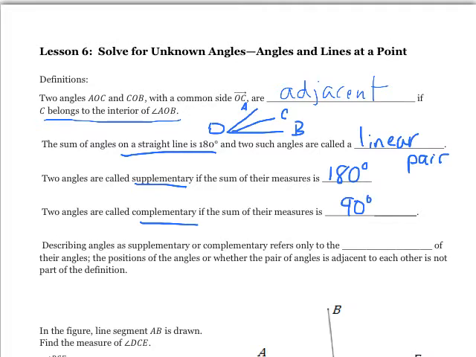Now, describing angles as supplementary or complementary refers only to the measure of their angles. The positions of the angles, or whether the pair of angles is adjacent, is not part of the definition. So angles can be supplementary and not connected. If this is 120 degrees, and this is angle A, and this one is 60 degrees, and that's angle B, we could still say that angle A and angle B are supplementary, even though they are not connected.